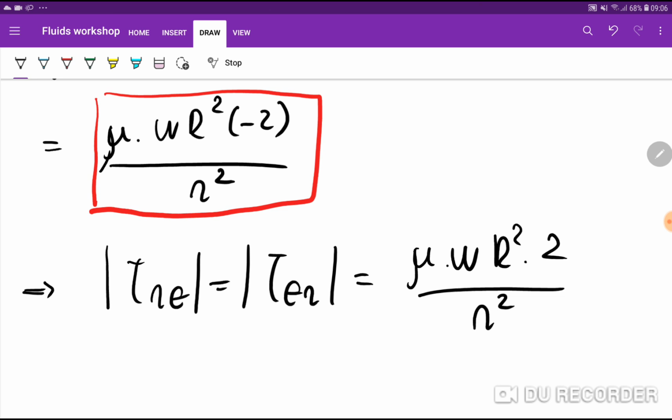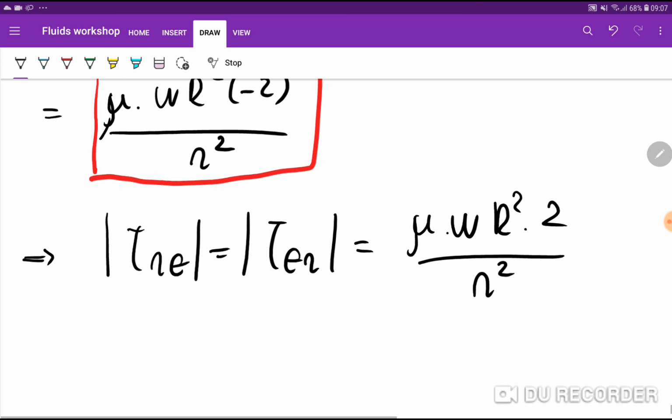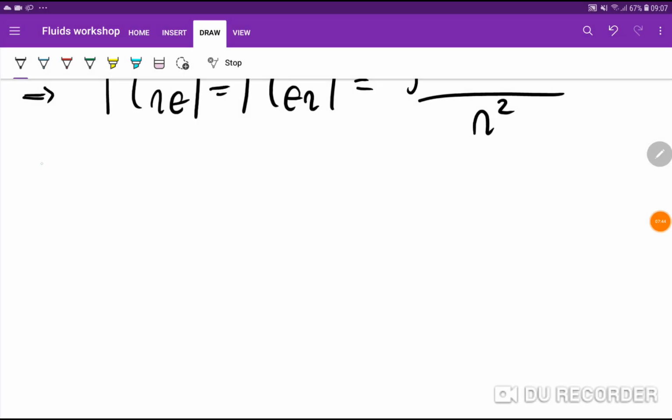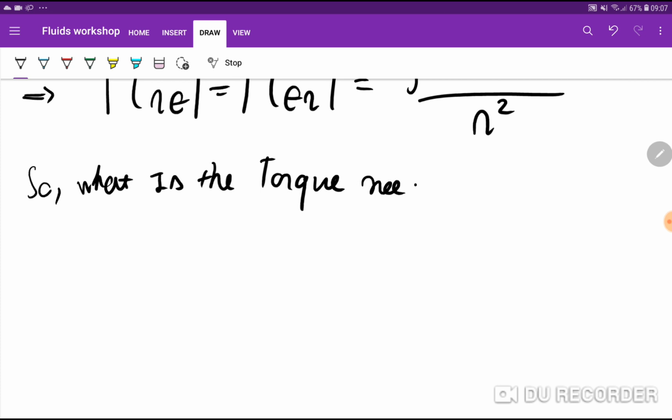What about the torque? What is a torque? I will draw some picture out to explain it better for y'all. So let me write a question now. What is the torque needed to rotate the cylinder?